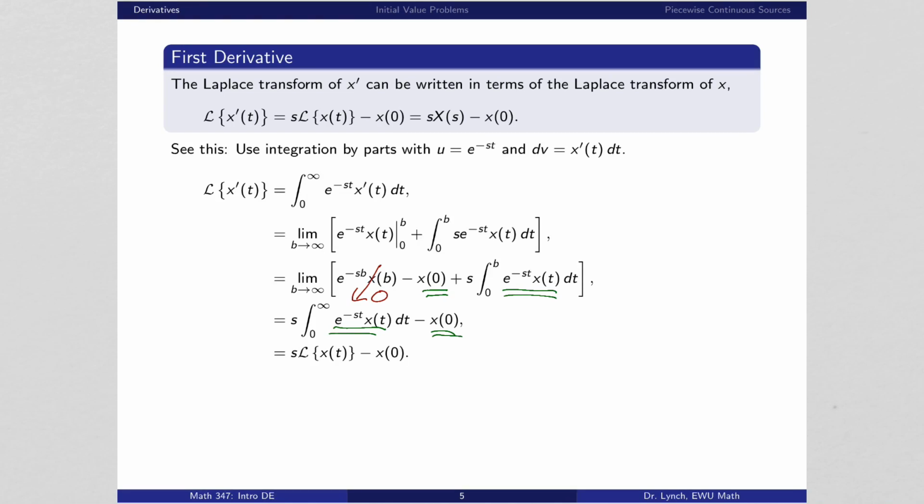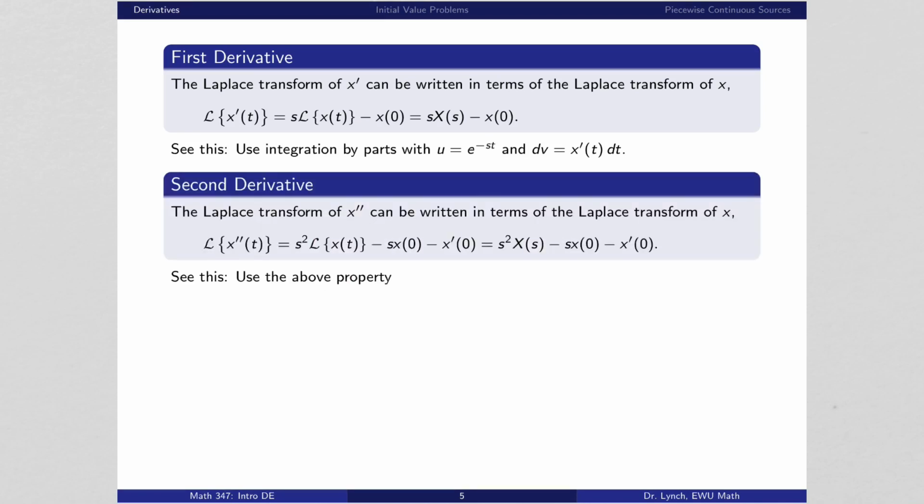Okay, so here is that definition, namely that the Laplace transform of x prime is given by s times the Laplace transform of x minus x at 0. We can use that definition actually to find the Laplace transform of the second derivative too. So to find the Laplace transform of the second derivative, we'll just go ahead and use the above property twice. So here is applying that property once, right?